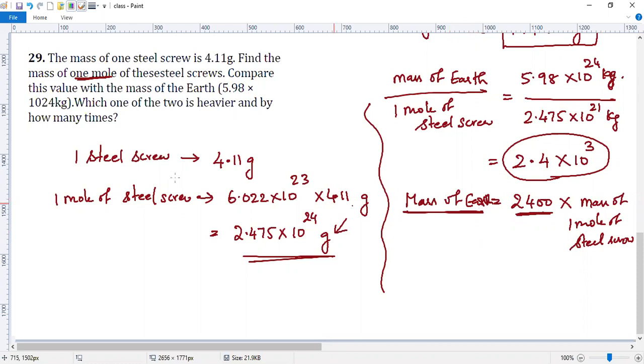See, 1 mole of steel screw, if you just take a single steel screw in your hand, it looks very small to us. Correct? Just 4.11 gram. But when you say take 1 mole of it, they are trying to relate how big a number 1 mole is. So when you take 1 mole of steel screws, it is compared with the mass of Earth, nearly 2400 times. Right? The mass of Earth is only that much. But you know the size of the Earth. Compare that with the size of just one screw, how big it is. Okay? So that idea you can get, an emphasis on this 1 mole concept. Clear?